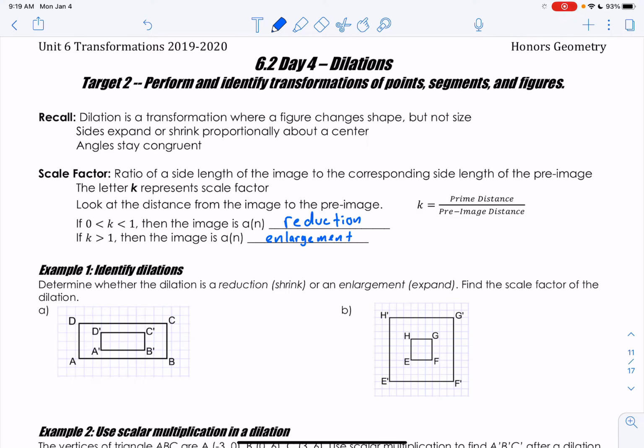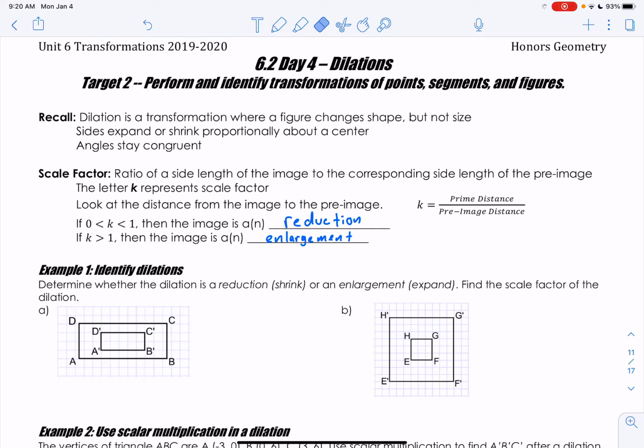A dilation is a transformation where a figure changes size, but not shape. So we expand or shrink proportionally about a center. Angles stay congruent. Remember, this is our only transformation where the image and the pre-image are not congruent to each other. All right. So our vocab word, we've got scale factor.